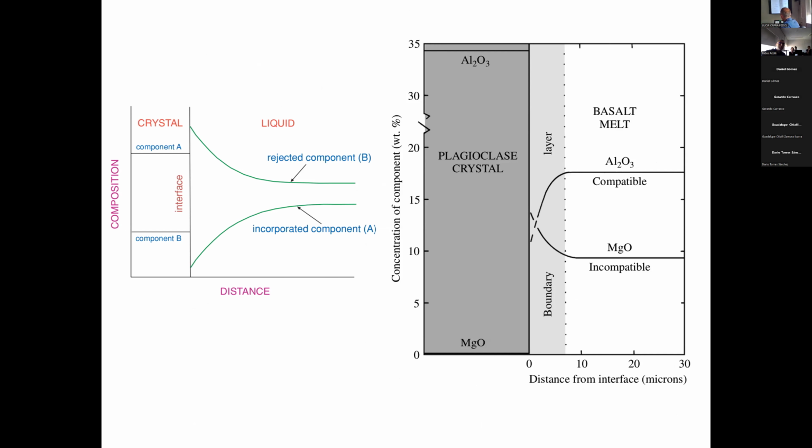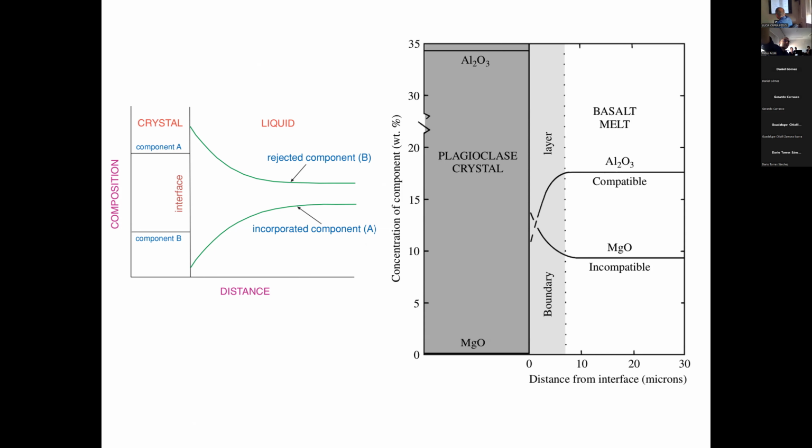So another aspect related to crystal growth is, and here we go towards some more disequilibrium conditions, we introduced the diffusion and how the elements are incorporated into the crystals, and the diffusion at the border between the crystal interface and the liquid. So here we have the crystal, and we have the component A that is the major component in our crystal, and the component B that is the minor component in our crystal.